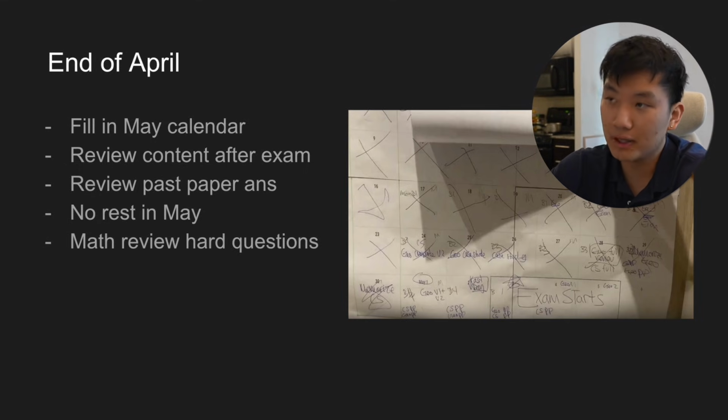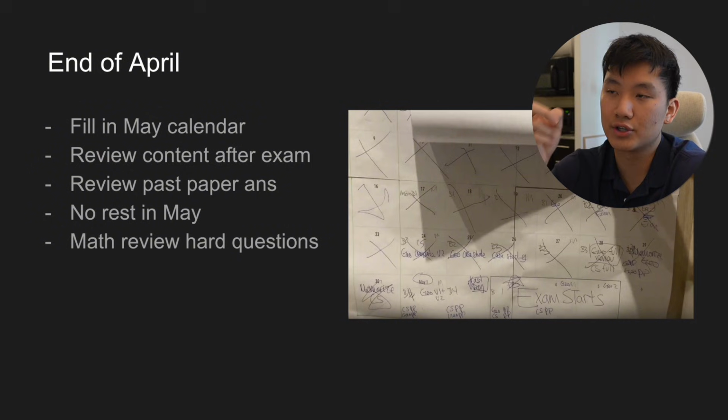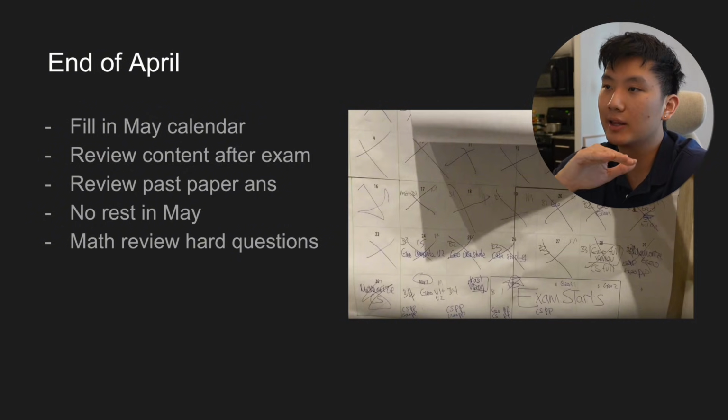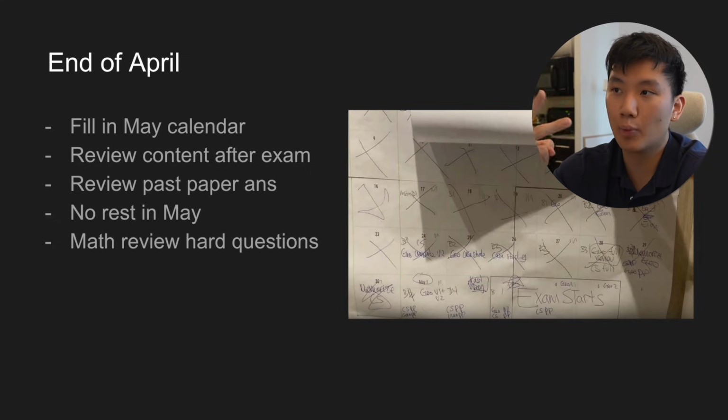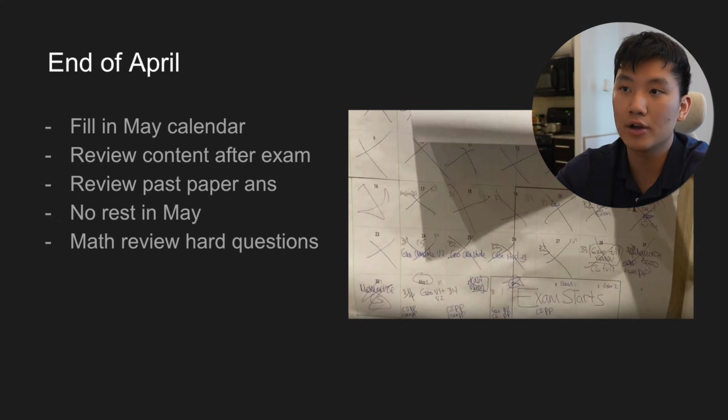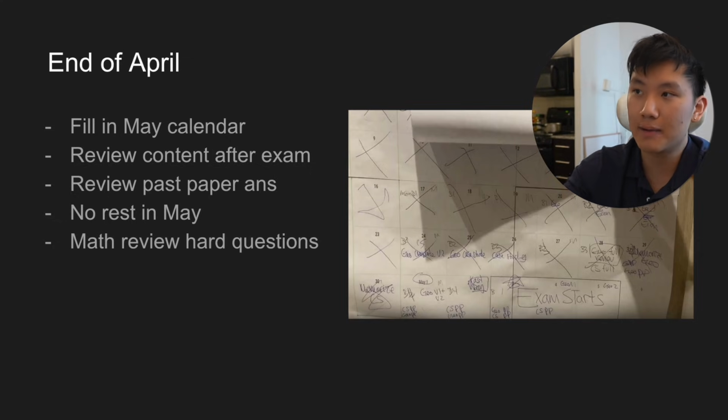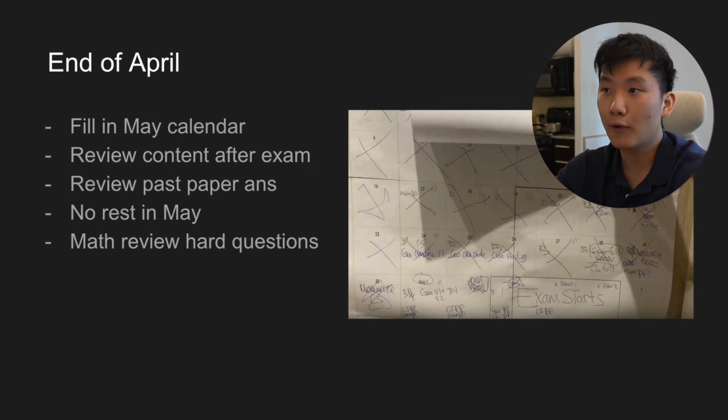In April, you want to completely memorize all your content, but the main focus here is past papers for every subject. So let's say you spend the first week completely memorizing all the content. Second week onwards, you spend your mornings reciting content. Then in the afternoon, you do past papers. And then at night, papers for math. Your focus for April would be to do as many past papers as possible.